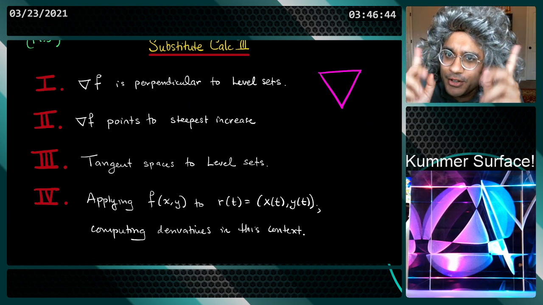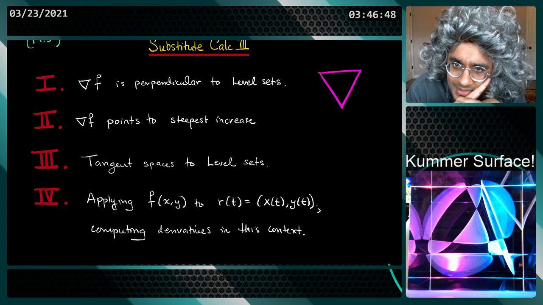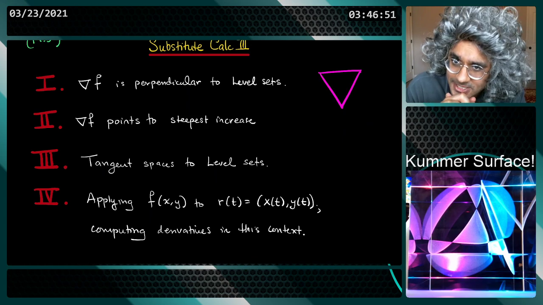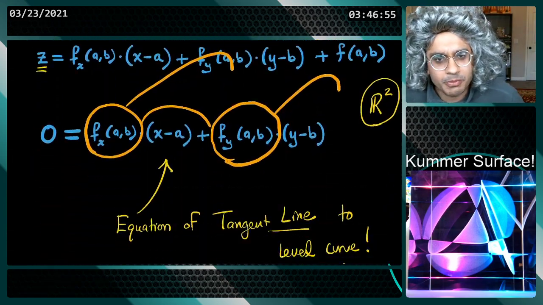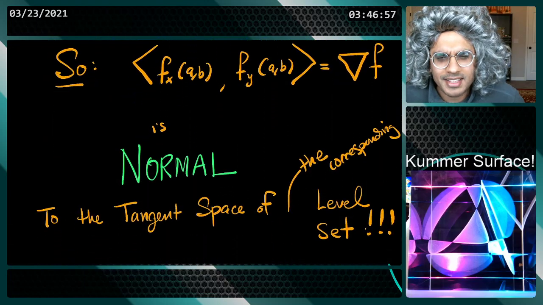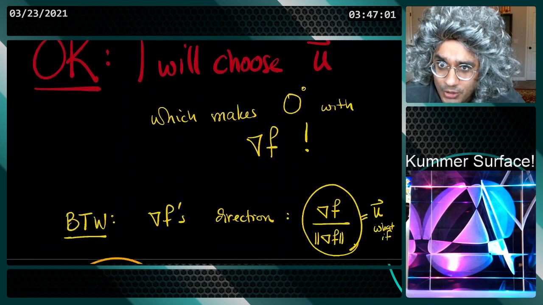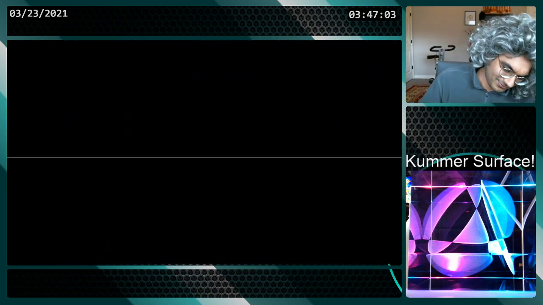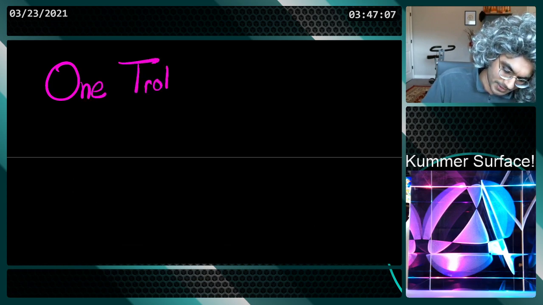All right. Now there's one thing that I'm sure many of you are confused and irritated by. The irritating thing is this. All of what I said makes sense and goes through perfectly, as long as the gradient vector is not 0, 0. One troll situation.